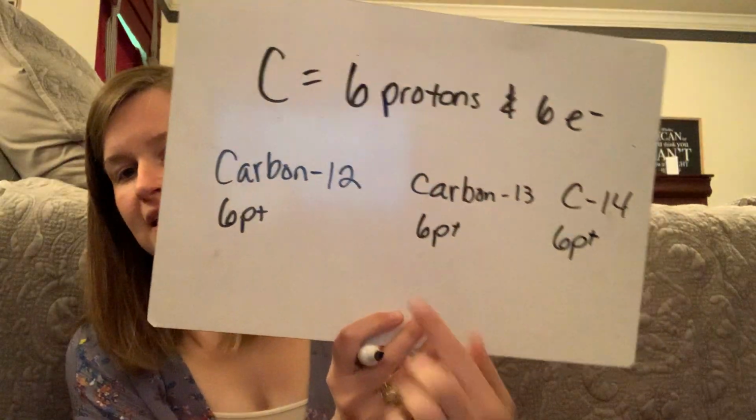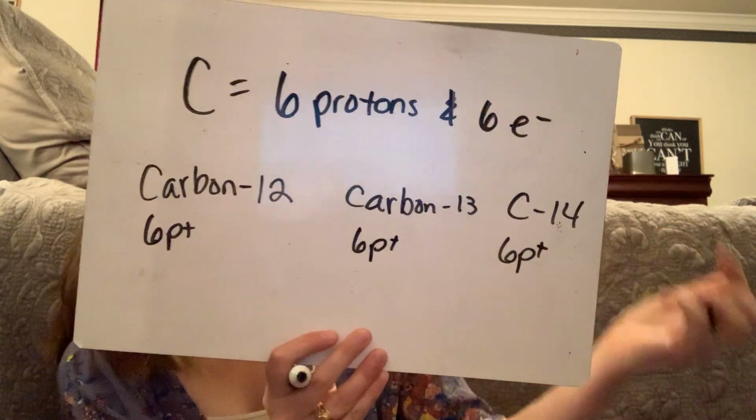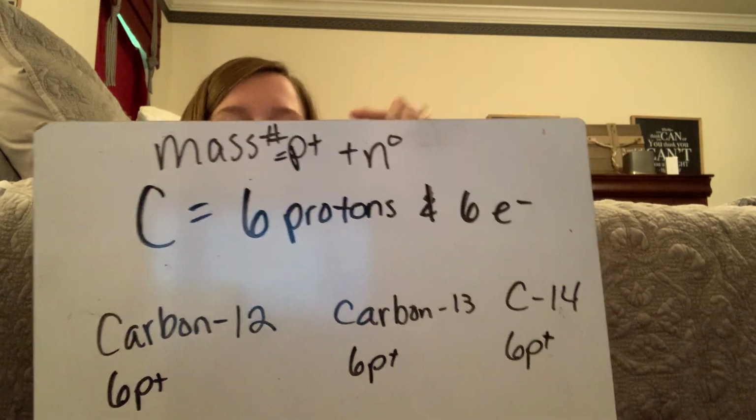Okay, so it always has 6 protons. All of these have 6 protons. Now, that number beside it is called the mass number. This number right here is the mass number. And how we calculate the mass number is just protons plus neutrons. So mass number is equal to protons plus neutrons. We're just adding up everything inside of the center, inside of the nucleus. We don't care about electrons. We care about protons and neutrons because they weigh a significant amount more than electrons.